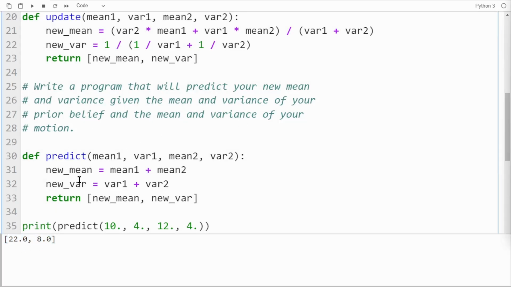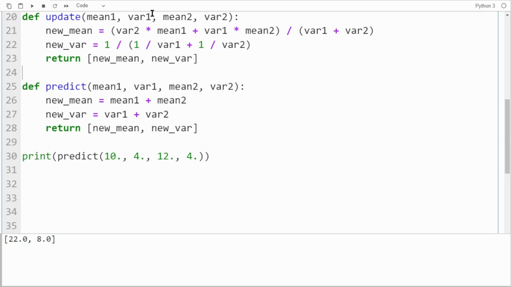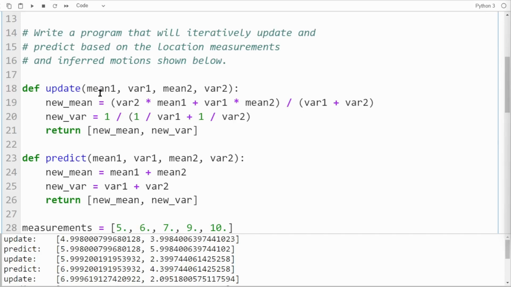And yes, it's as easy as this. We just add the two means and the two variances. It's amazing. This entire program over here implements a one-dimensional Kalman filter. So now let's put everything together.